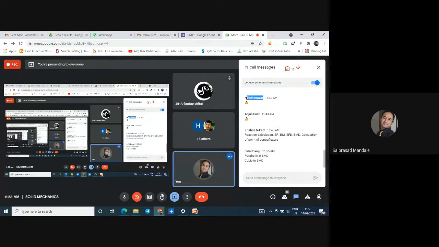Nilesh Kuwar. There is only one question: draw SFD and BMD for the given loading diagram and identify the point of contraflexure, if any. Only this question will be asked in the examination. There is no other question. Okay, so I'm again repeating the question. Only one question is there: draw SFD and BMD for the given loading diagram and identify the point of contraflexure, if any. That is the question. There is no other question asked in unit number 2.